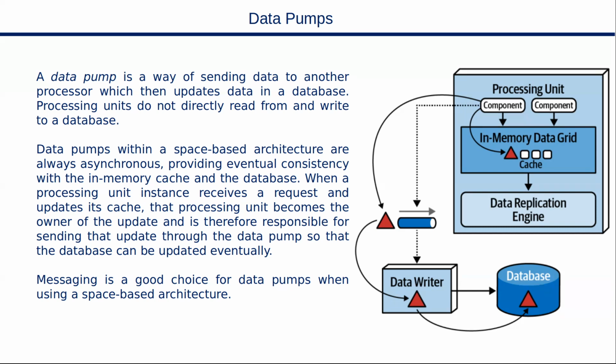So one more time, the request comes to one of the processing units. One of the processing units updates the information in the memory grid. Yes, we have a data grid that should synchronize all of the memory grids inside of the processing units between them. But still, each of the processing units is responsible for updating information in the central database. And this update should be done not in a synchronous way, but by asynchronous communication. To achieve this, we will use messaging. So messaging is a good choice for data pumps when using the space-based architecture style.